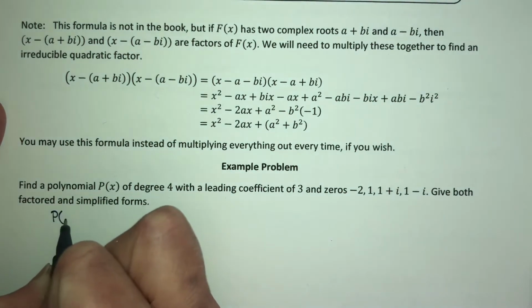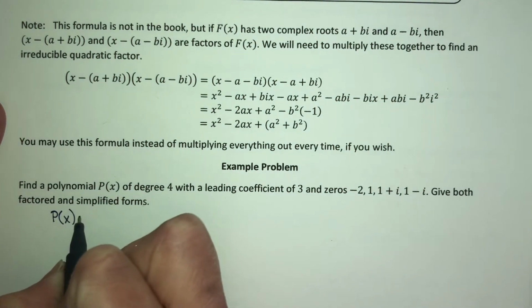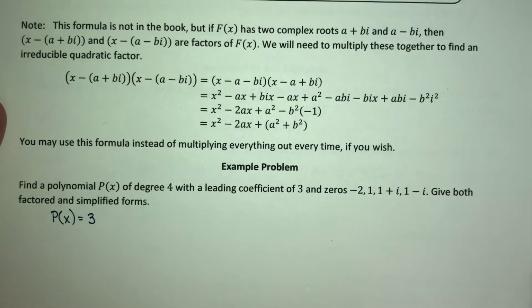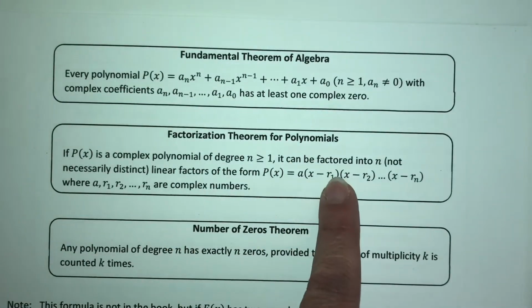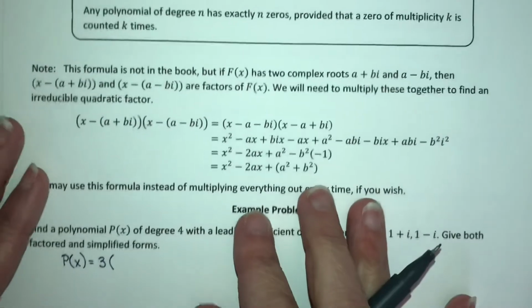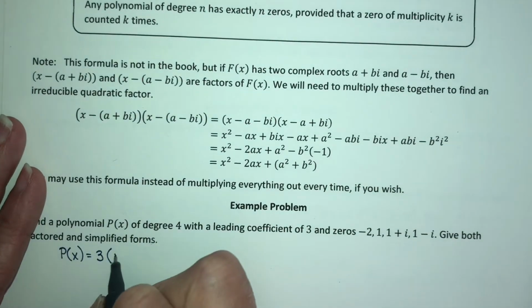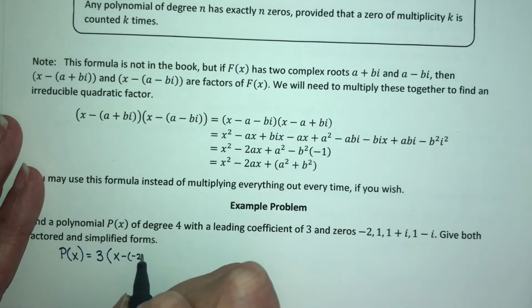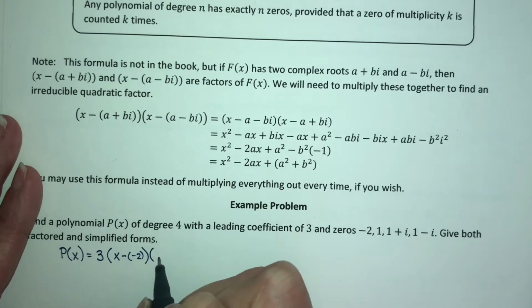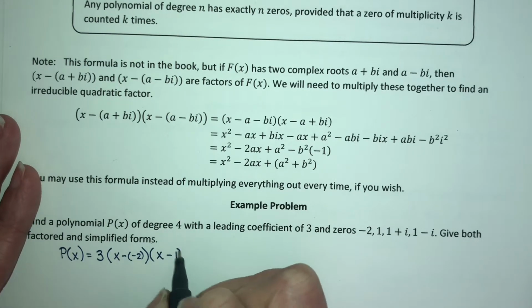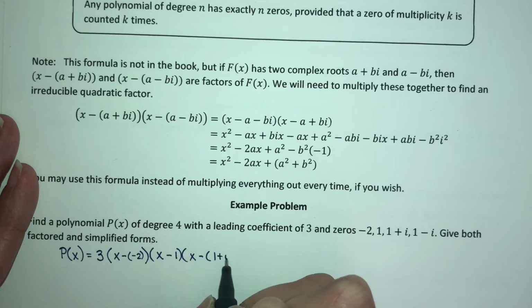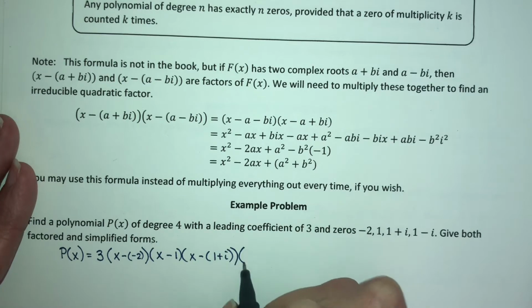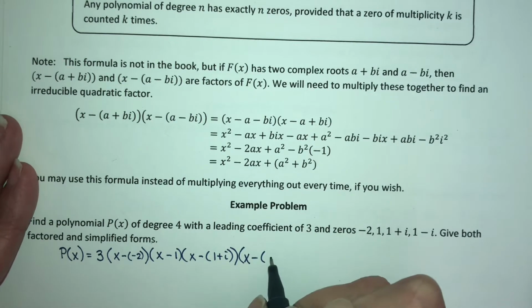So the polynomial I'm looking for has a leading coefficient of 3 times. Okay, now what this says is we do x minus each root. So I have x minus a negative 2 times x minus 1 times x minus 1 plus I times x minus 1 minus I.